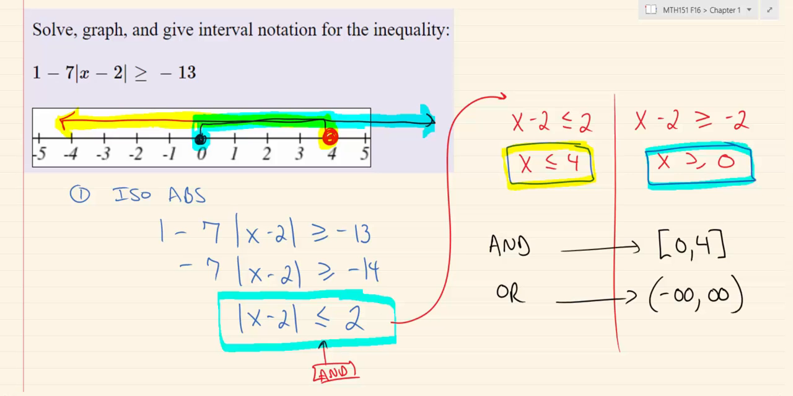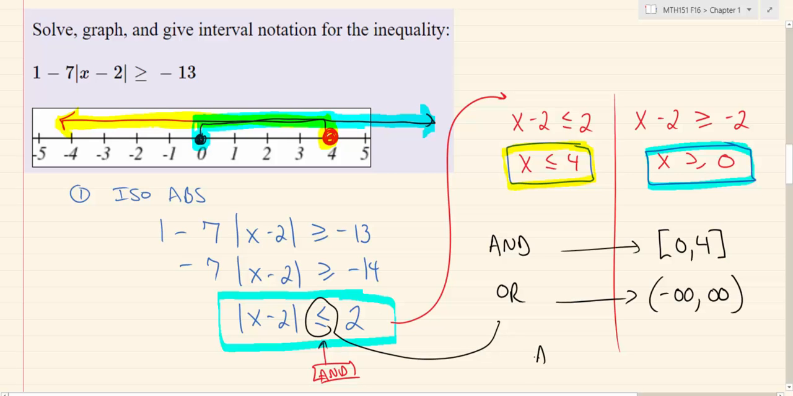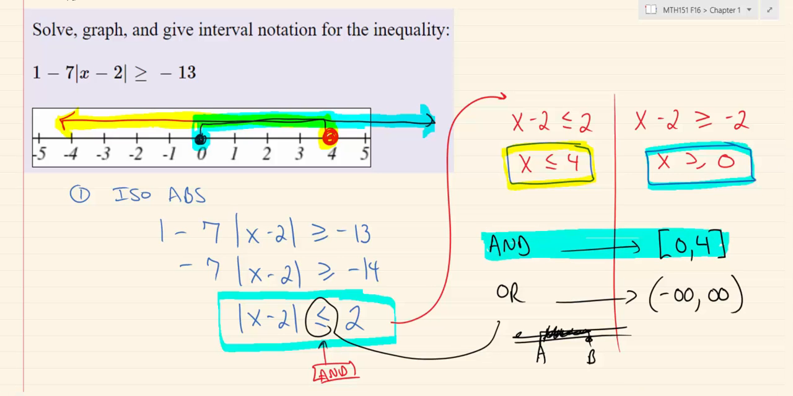Once again, we can use the shortcut by taking a look at this symbol. We know that that is a less than or equal to symbol. That means if we have a critical point A and a critical point B, we're looking for the region that is in between those two values. So this is the solution. Our solution should be the interval, hard bracket, 0, 4.